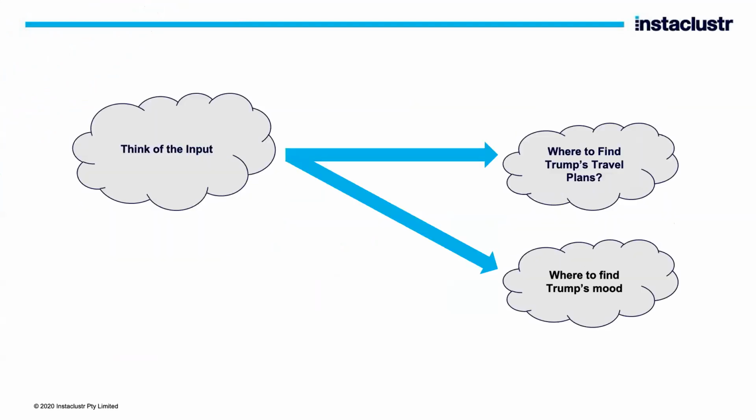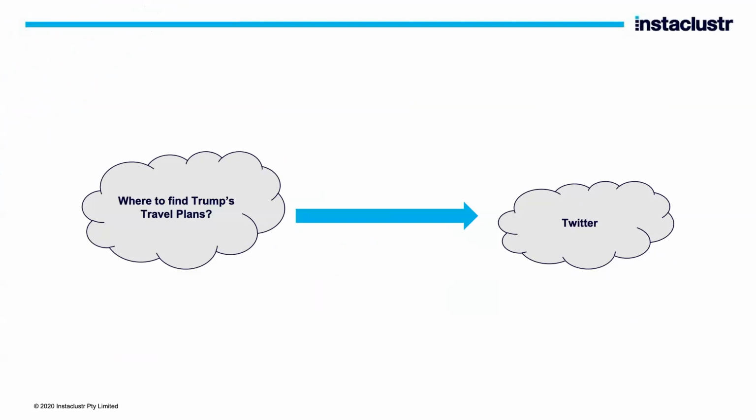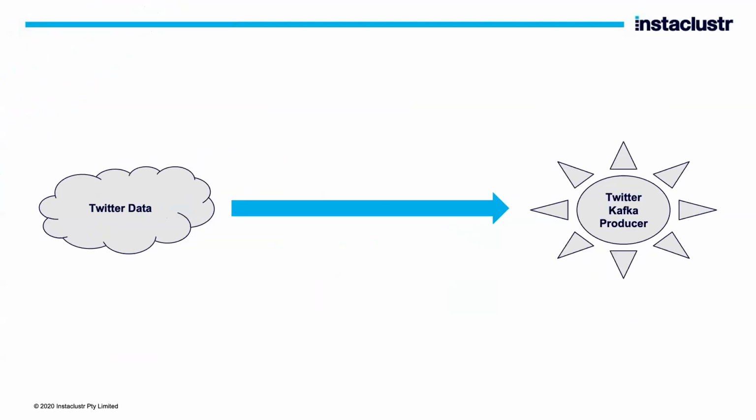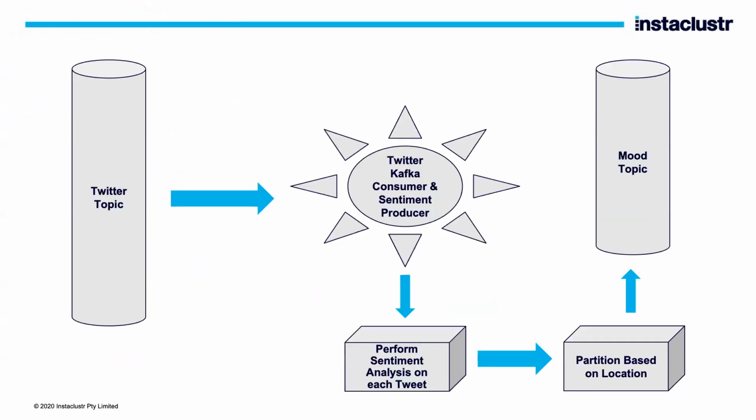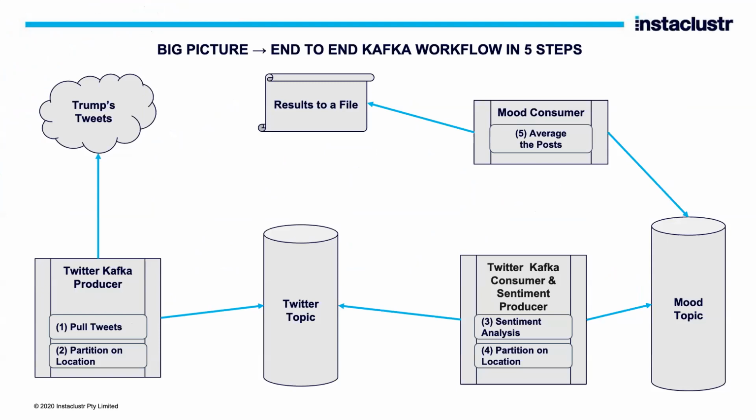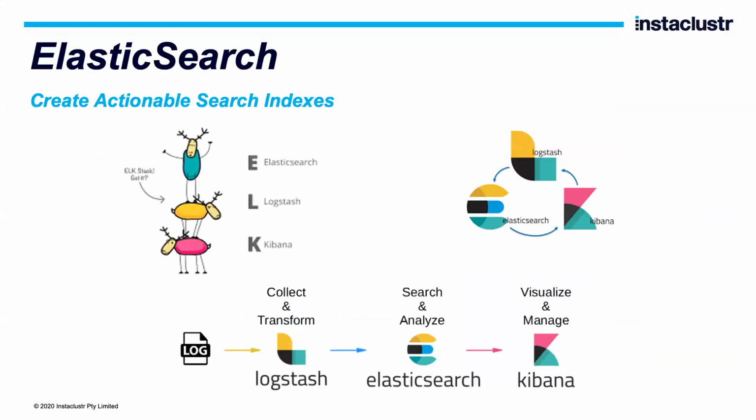Where can we get this information? Well, we can get it from Twitter. How do we get his Twitter data? Well, we would pull it somehow using a Kafka producer, which would write to a topic, and then we would build a machine learning model. So we would pull in the tweets, partition it into a Twitter topic, and then perform sentiment analysis on those tweets. And believe me, there's plenty of Python libraries that do this in APIs. It's actually pretty straightforward. Once we have the results we want, we write that to a moods topic, and then we write a consumer to average it, and we publish our results to Elasticsearch.